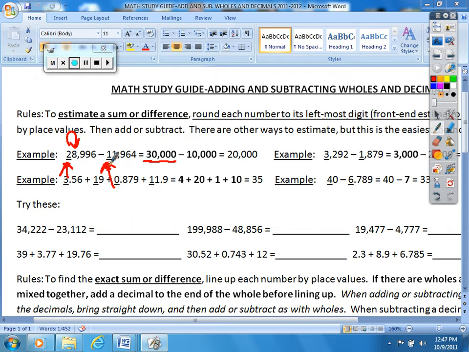The next value that we're dealing with is 11,964. Once again, its leftmost digit is this 1 in the 10,000s place. Look next door. The 1 in the thousands is less than 5, so the place to be rounded remains the same, and then you fill in the zeros. Find the difference, and it's going to be around 20,000. Now we'll work the exact problem in just a couple of minutes down below.